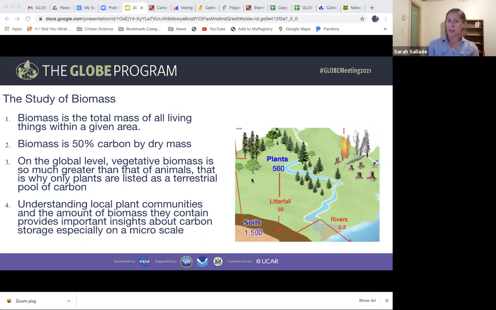And what's really great about introducing these carbon cycle protocols to students on a local level is that local plant communities actually really provide important insights about carbon storage on that micro scale. That 560 petagram number actually comes from lots and lots of people studying terrestrial ecosystems and measuring the carbon around the world.